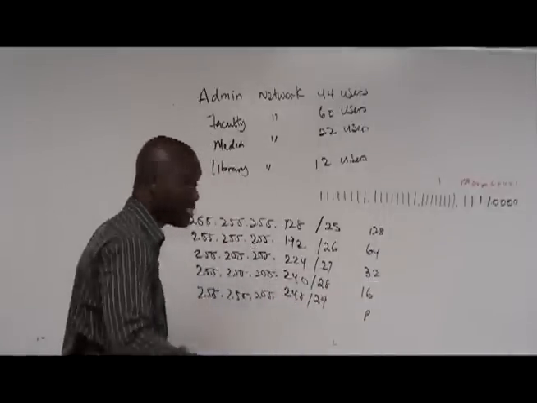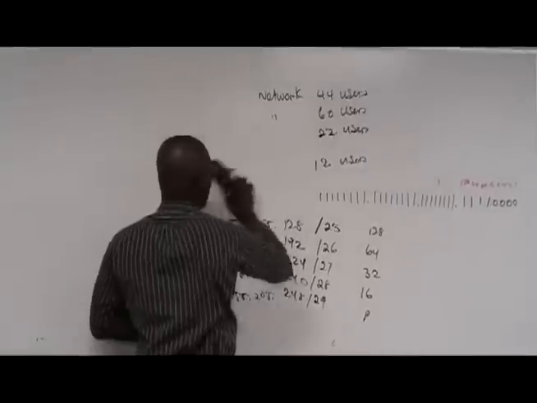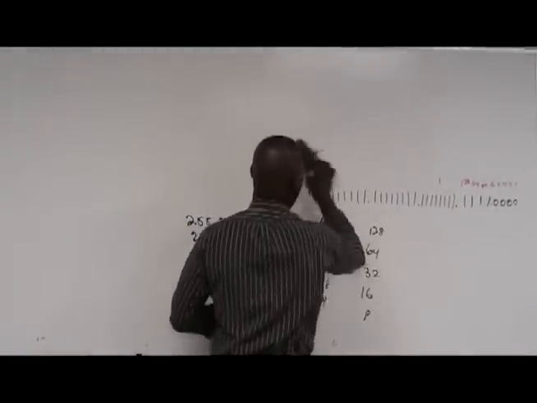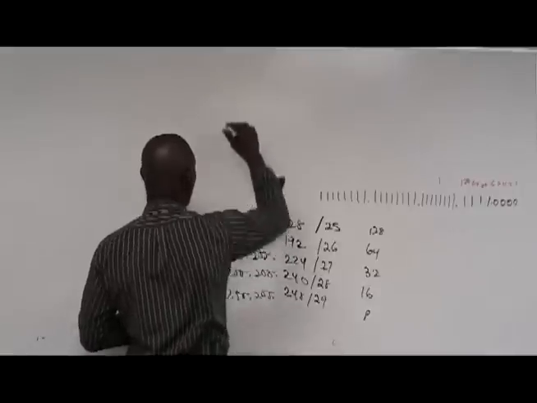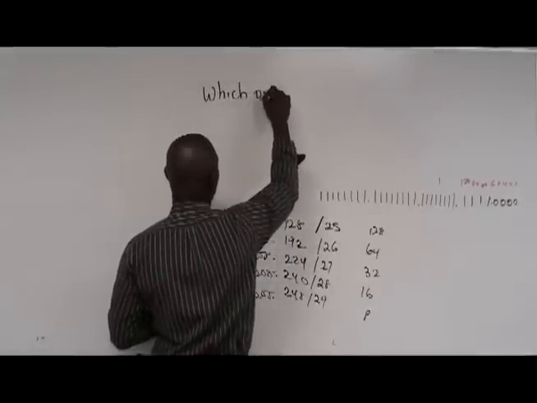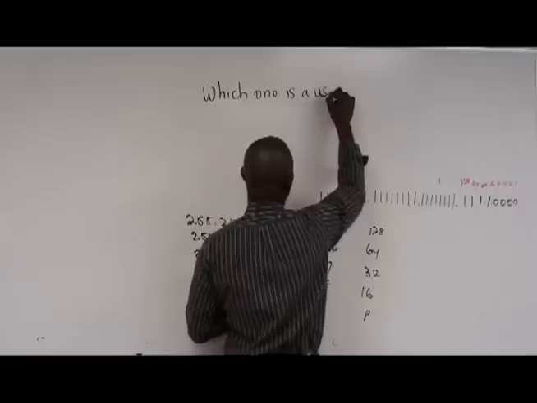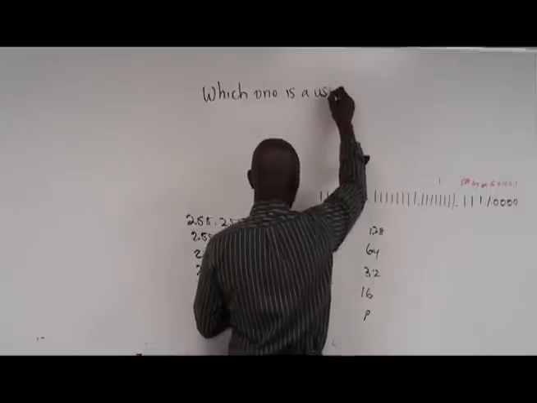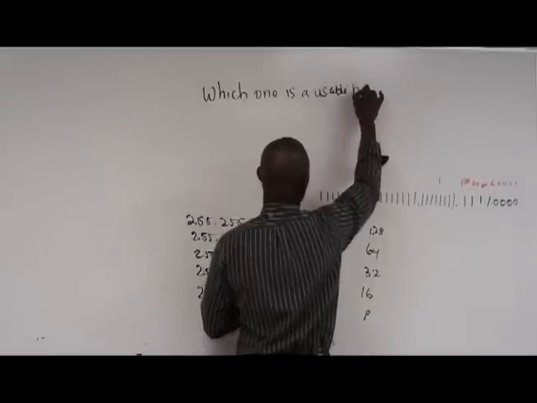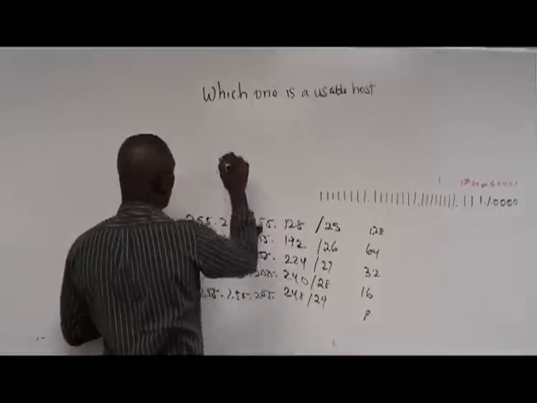Let me just write down some numbers here, and you're going to work it out quickly for me. The next question that has always come in for exams: which one is a usable host? Which one of these IP addresses here is a usable host? So I'm going to write down some numbers here.